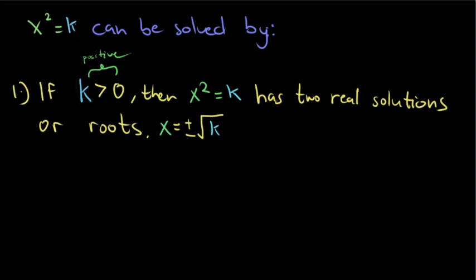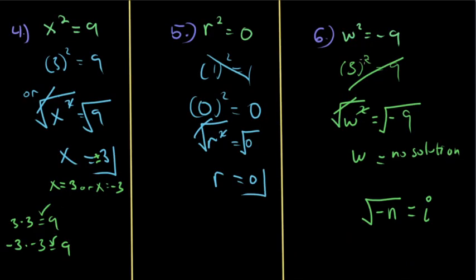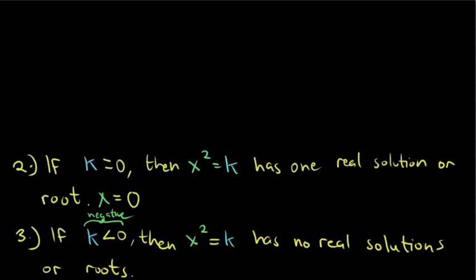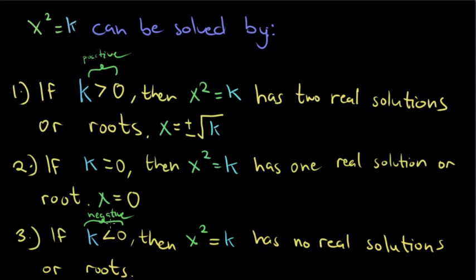Kagaya yan nung example natin kanina, number 6. Negative si k, kaya wala tayong nakuhang sagot. No solution. Kasi yun yung sinasabi ng huling property. If k is negative, then your quadratic equation has no real solutions or roots. Dahil walang number na kapag minultiply mo sa sarili niya, ay magiging negative.